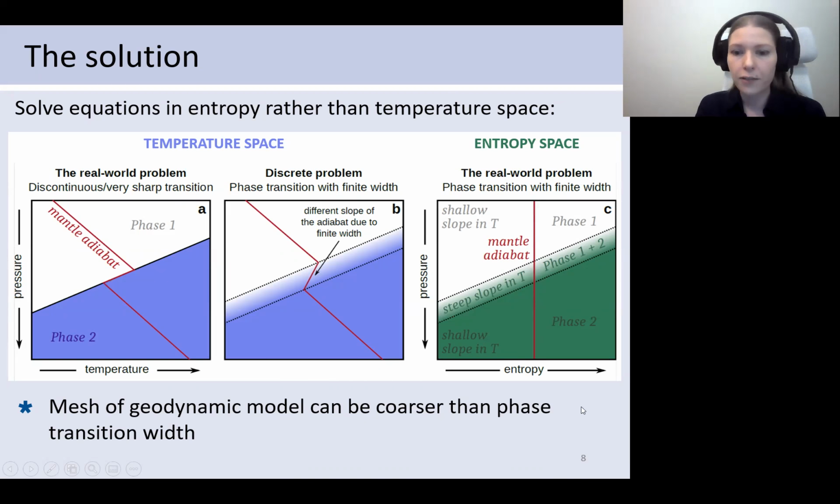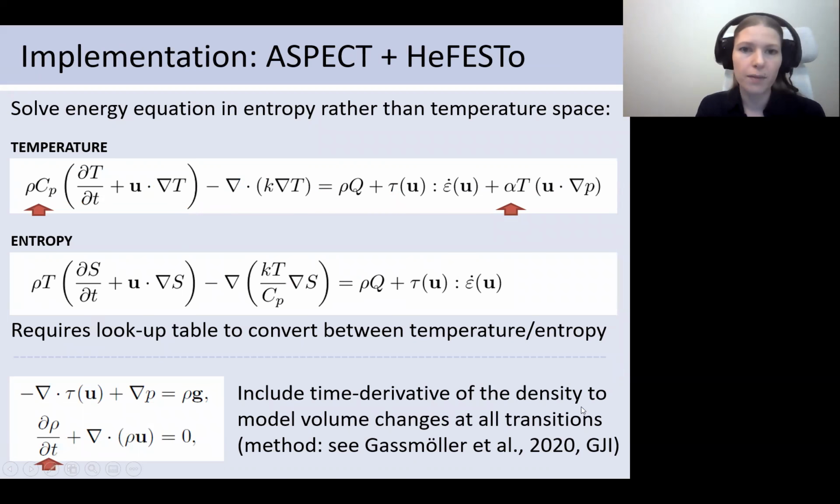We can also look at how that would be implemented in a geodynamic model. So we are using the geodynamic modeling software Aspect and the mineral physics toolkit Festo. And what we do is we solve the energy equation for entropy instead of for temperature. That means that the adiabatic heating term, for example, which contains the thermal expansivity, which has all of these jumps, is now automatically included in the entropy S. And the specific heat, which also has lots of jumps, is now only included in the diffusion term.